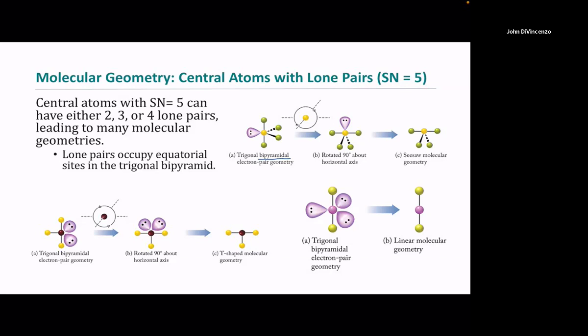Yeah, so theoretical. So this should say 1, 2, and 3. Okay. There is seesaw, and you can kind of see, I'll show you in a second, 2 lone pairs, T-shaped, and 3 lone pairs get you linear.